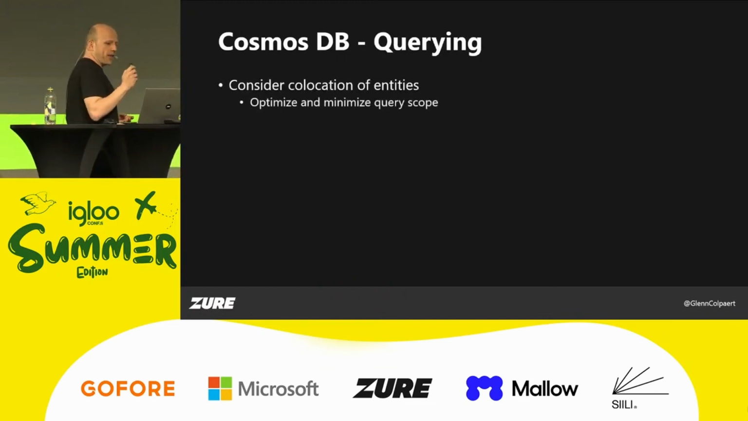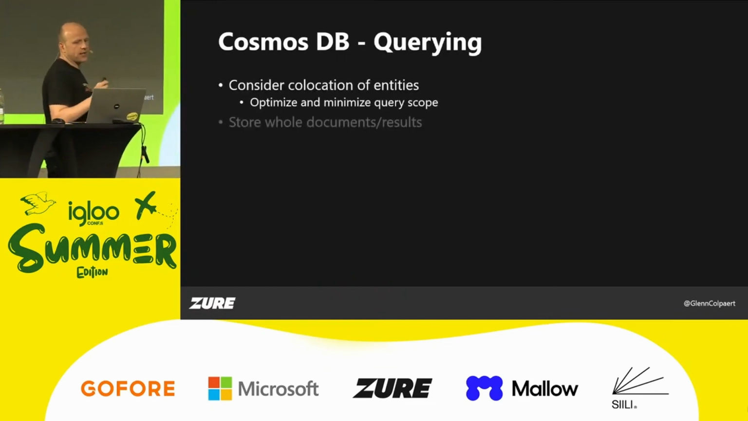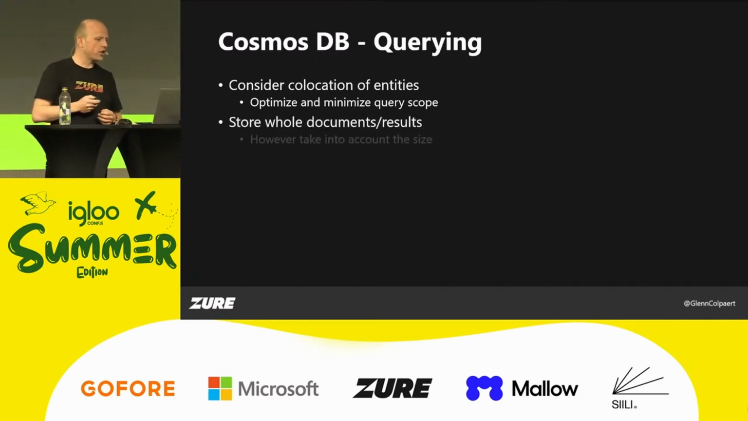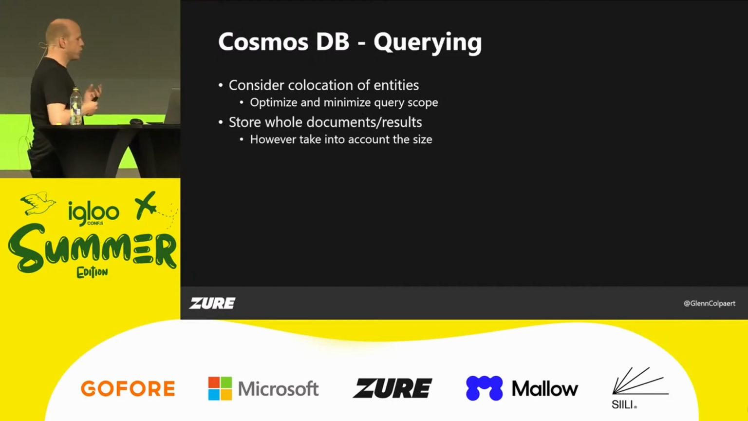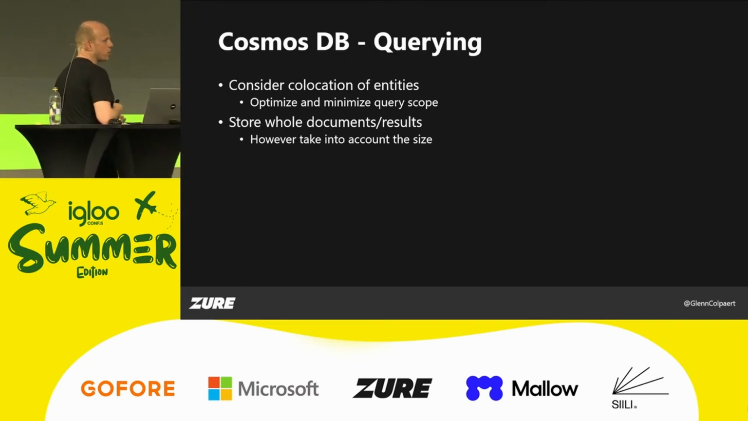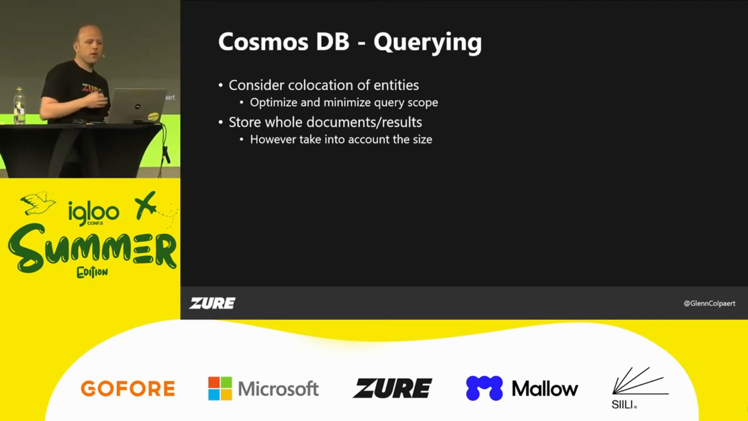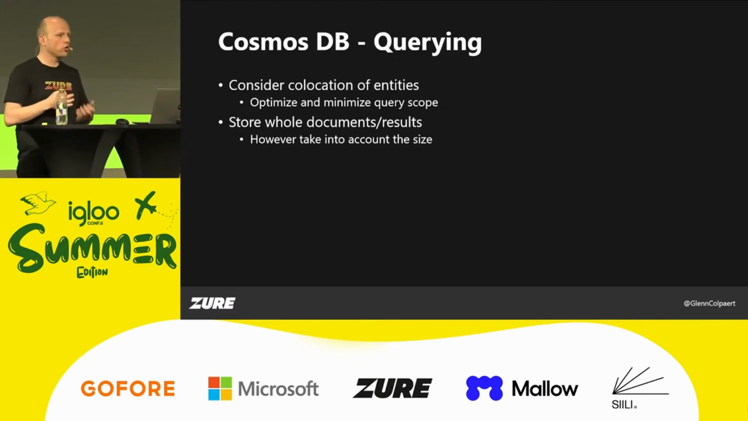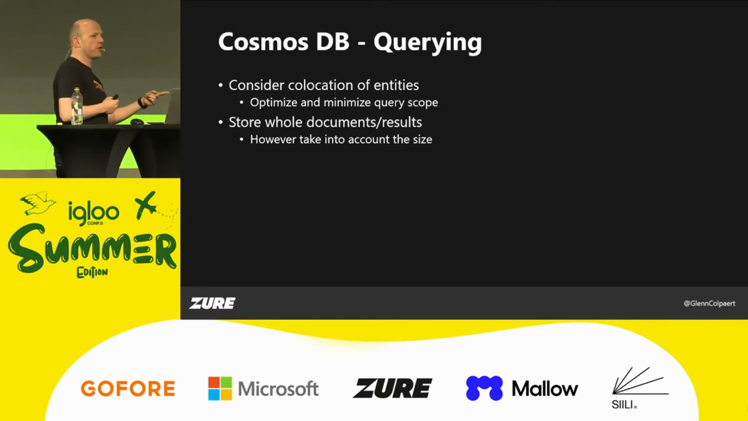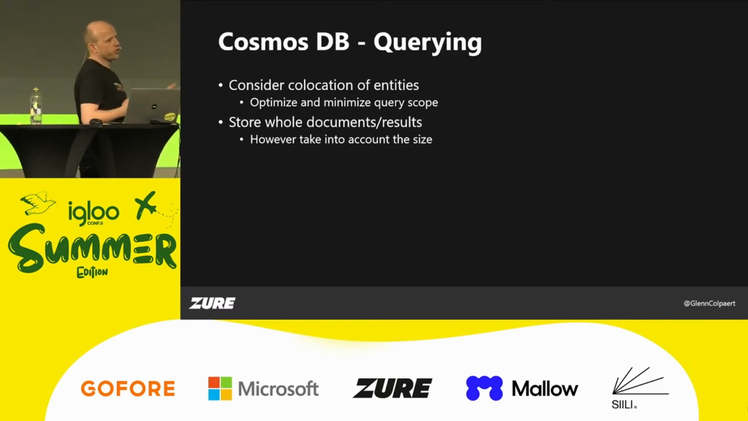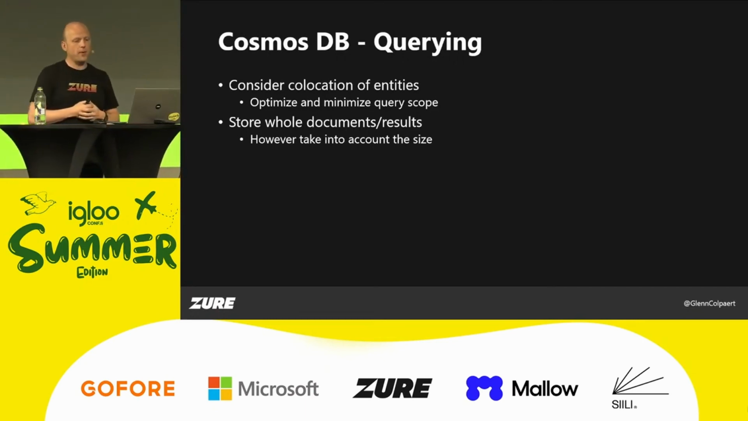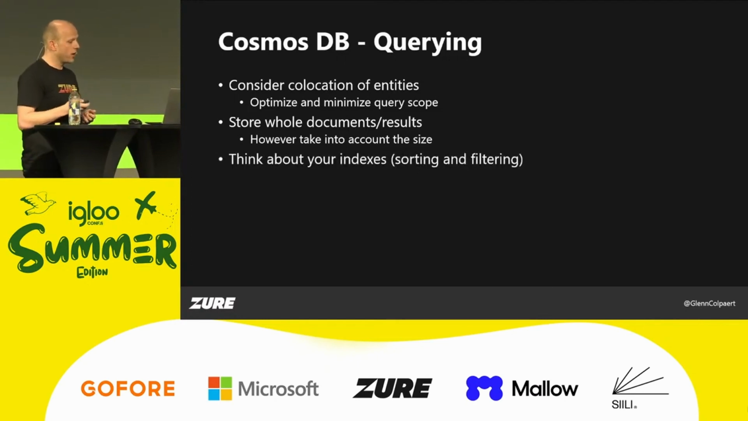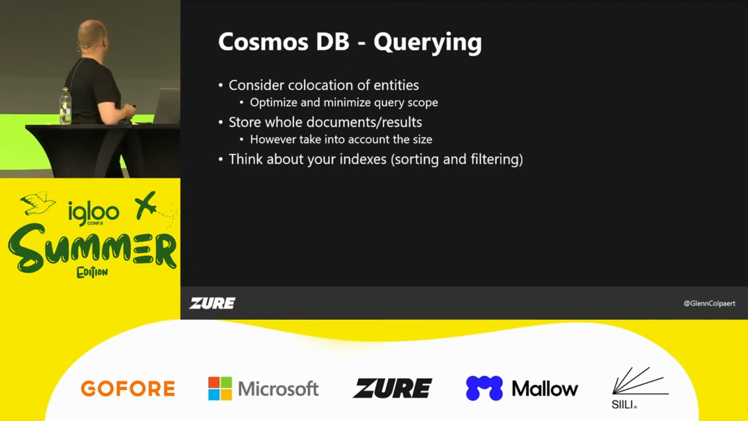I think Mark already covered that yesterday. It's important to think about collocation of your entities just to optimize and minimize your query scope. So it's better to store your whole document so that you can get all of your data in one go and serve it to the application that needs it. Also think about your indexes and sorting and so on.